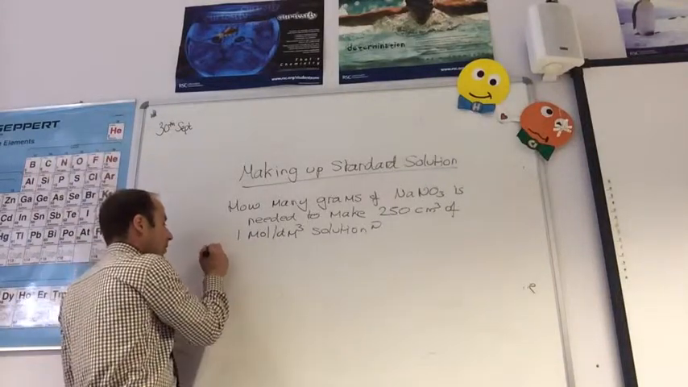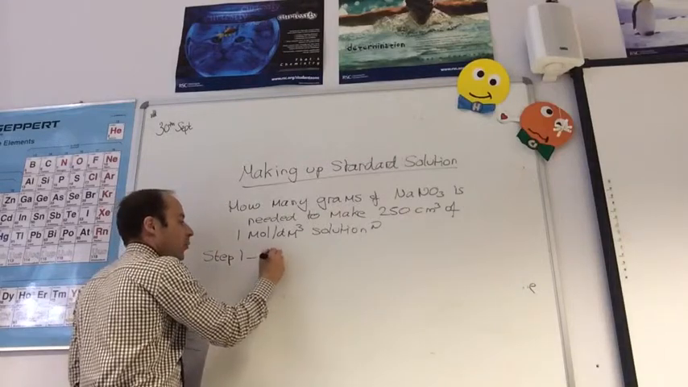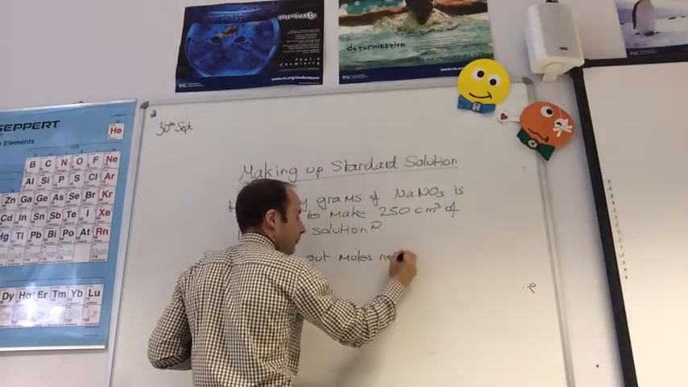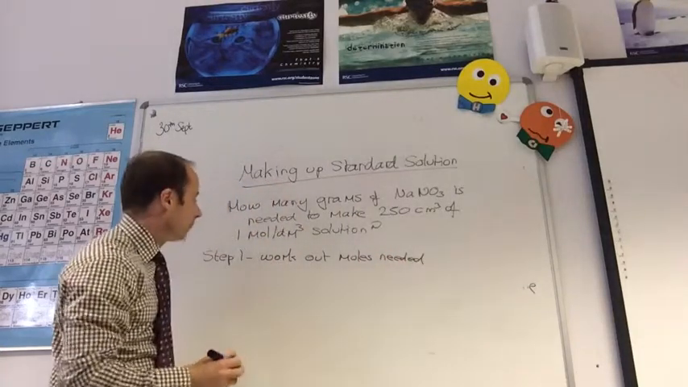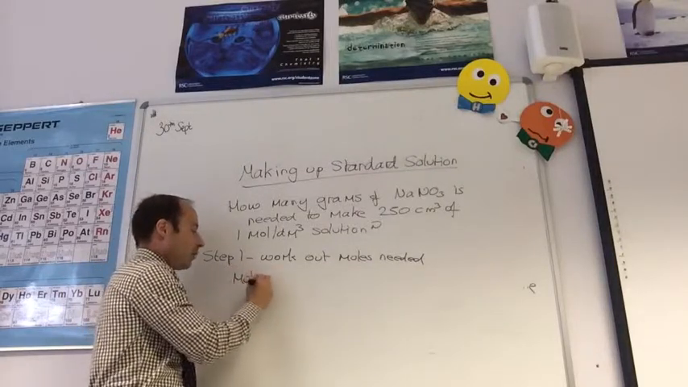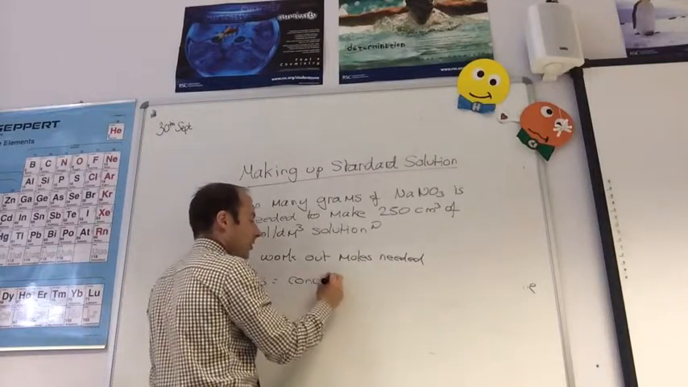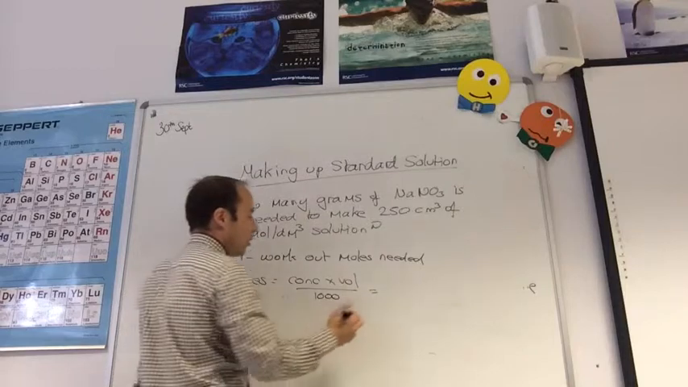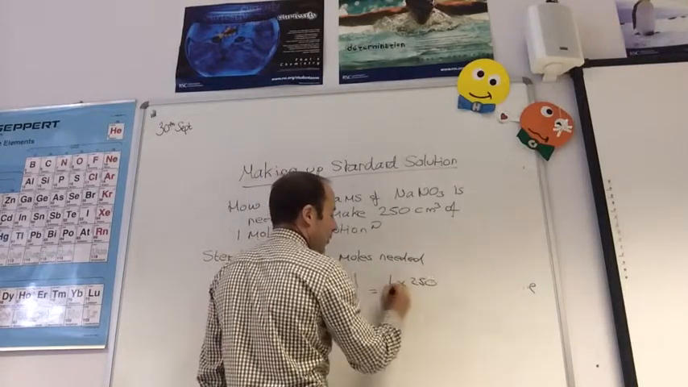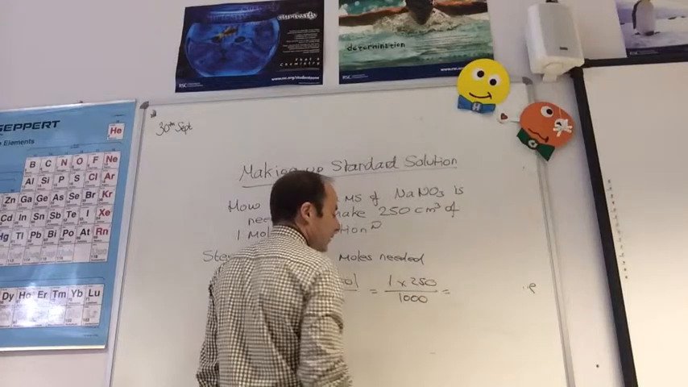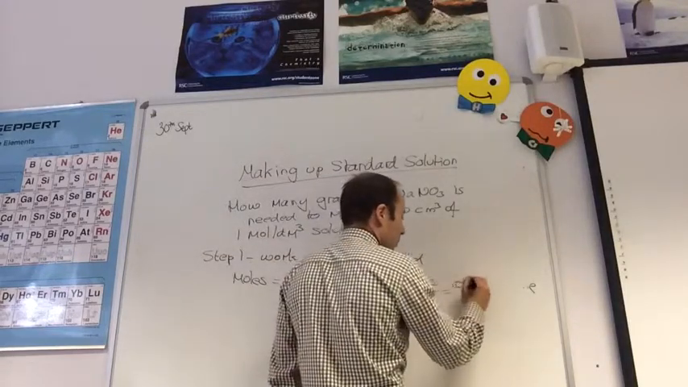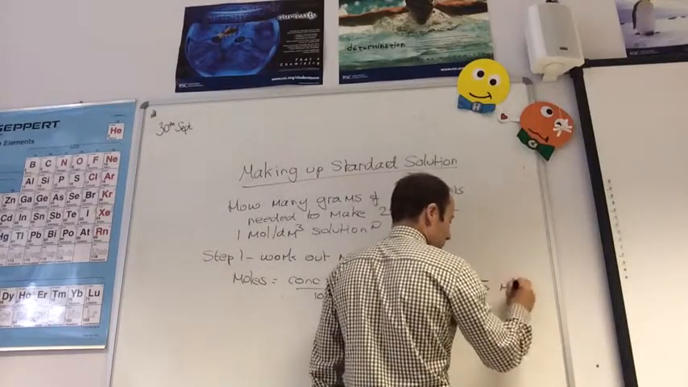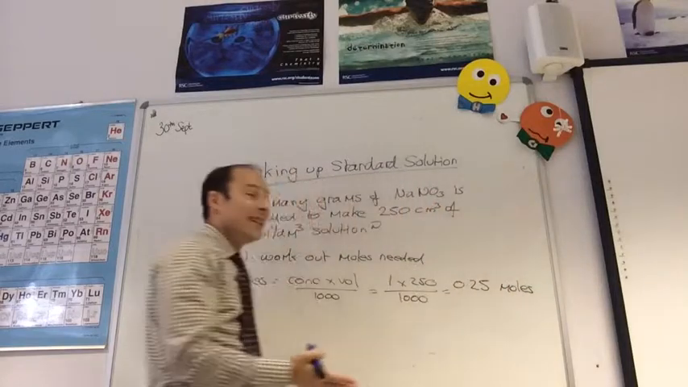So the first thing to do, step 1, is work out the moles required. To do that, we use moles equals concentration times volume over 1,000. Concentration is 1. I need 250 centimetres cubed of it. Divided by 1,000, that comes to 0.25 moles. So I need 0.25 moles.